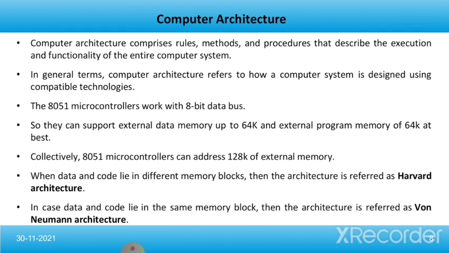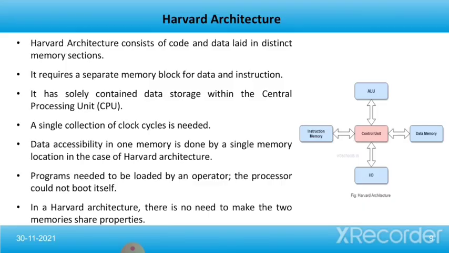So in total it can support 128K of external memory. When data and code are located in the same or different memory blocks: if data and code lie in different memory blocks, then the architecture is called Harvard architecture. And when data and code lie in the same memory block, then the architecture is known as von Neumann architecture. Now we'll talk about the Harvard architecture.